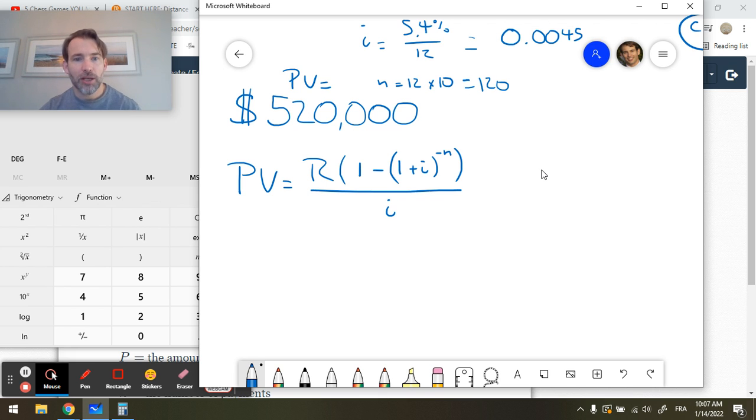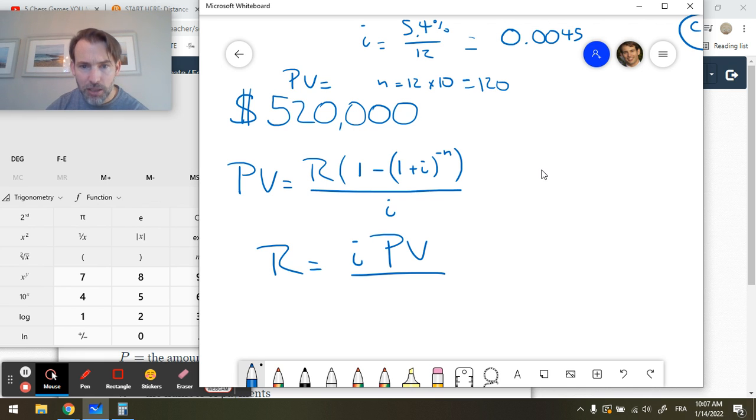All right, so now let's plug and chug. So again, I'm going to take this and flip it with its reciprocal and put it over there. So I'm going to have R is equal to i, which was on the bottom, so now it went over there and became the top. And I wrote that over there just because it's easier for me, okay? 1 minus 1 plus i raised to the power negative n. Raised to the power negative n is how you say that. Let's plug and chug.